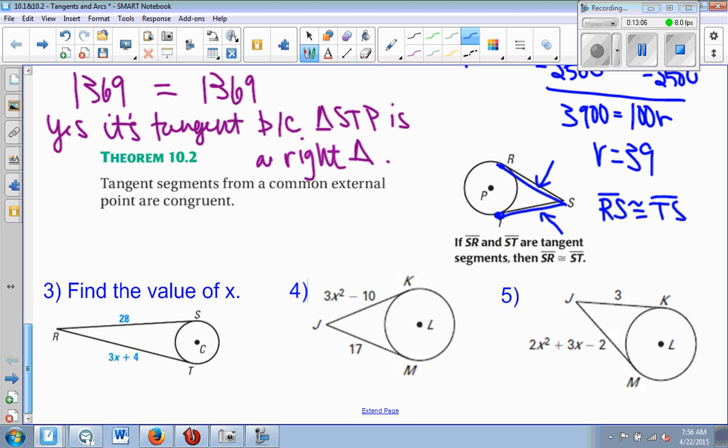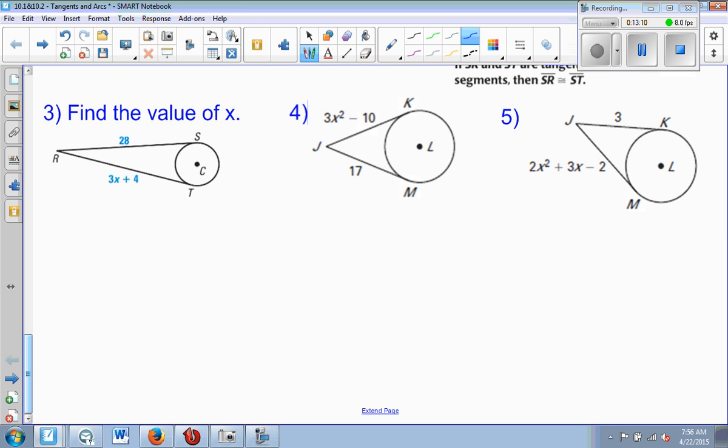So in every single one of these pictures, all we're going to do is notice that each one of these is a tangent. They all meet at the same letter point outside the circle. So all I have to do is say that those two segments are in fact equal to each other. Very easy equation to solve at that point. All we're going to do is subtract 4 to get 24. And we're going to divide by 3 to get a value of 8.